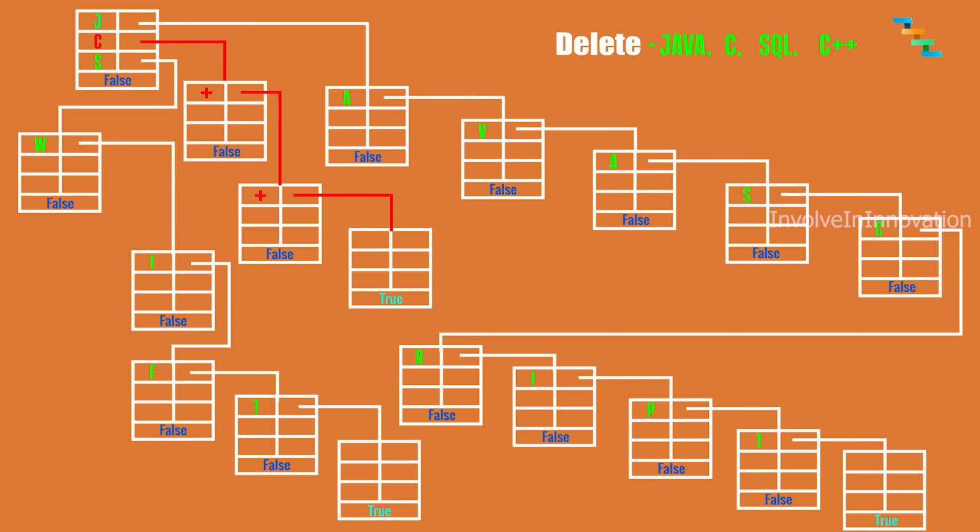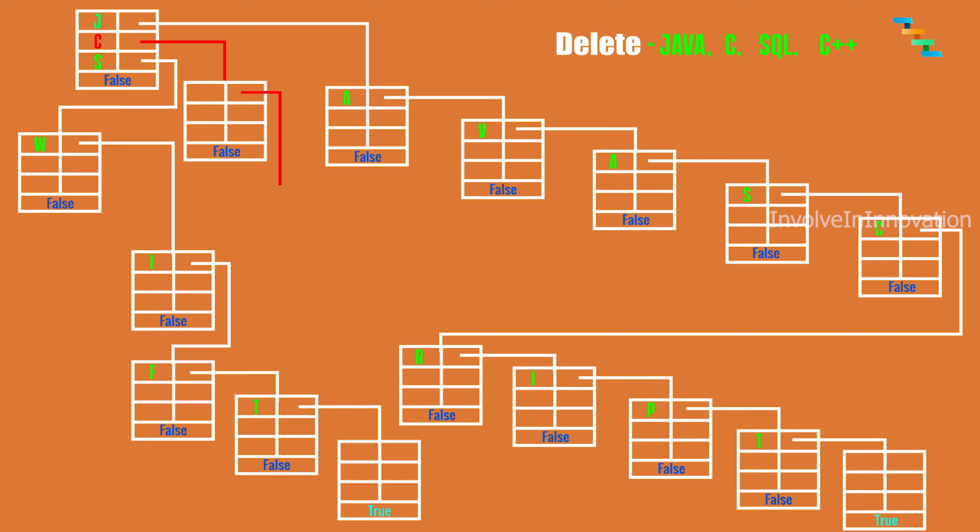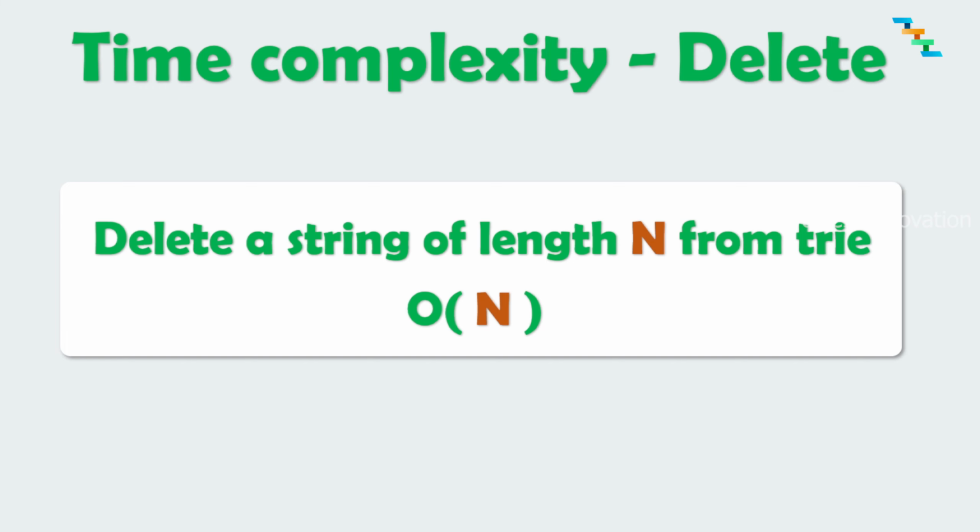And here this node is also completely empty. We don't have any keys. You can delete this empty node, and then you can delete the plus node, and then you can delete the plus. The time complexity of deleting a word from a trie data structure is order of n, where n is the length of the string.